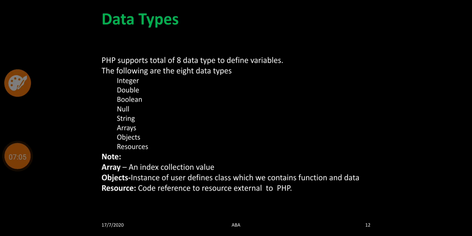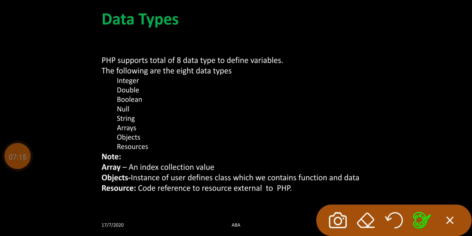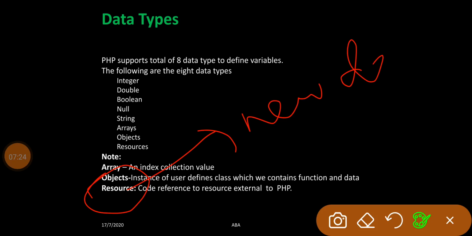Data types. PHP supports 8 data types: integer, double, boolean, null, string, arrays, object, and resources. Array, object, and resources are the newer data types. The object and resource types are new compared to other languages.